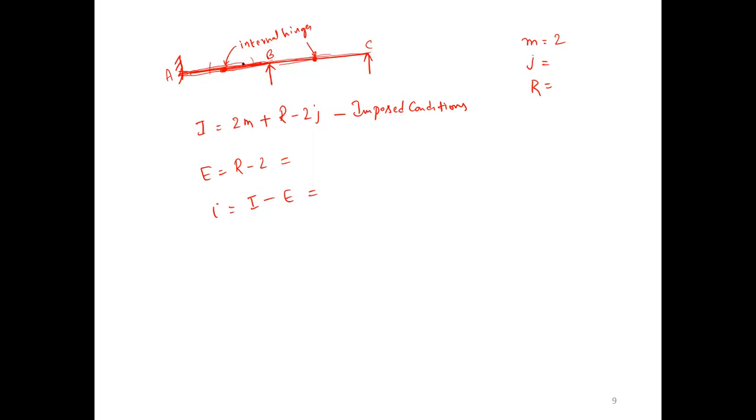So what is the number of joints now? 1, 2, 3, 4, 5 joints. What is the reactions? 1, 2, 3, 3 plus 2, 5. How much are we getting? 2 into 2 plus 5 minus 2 into 5 minus 2. So 9. So we are getting negative.